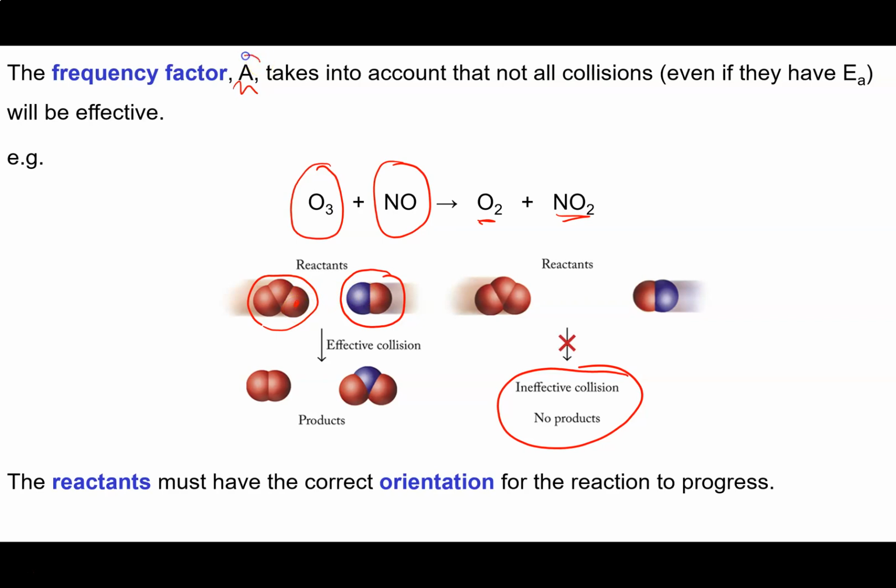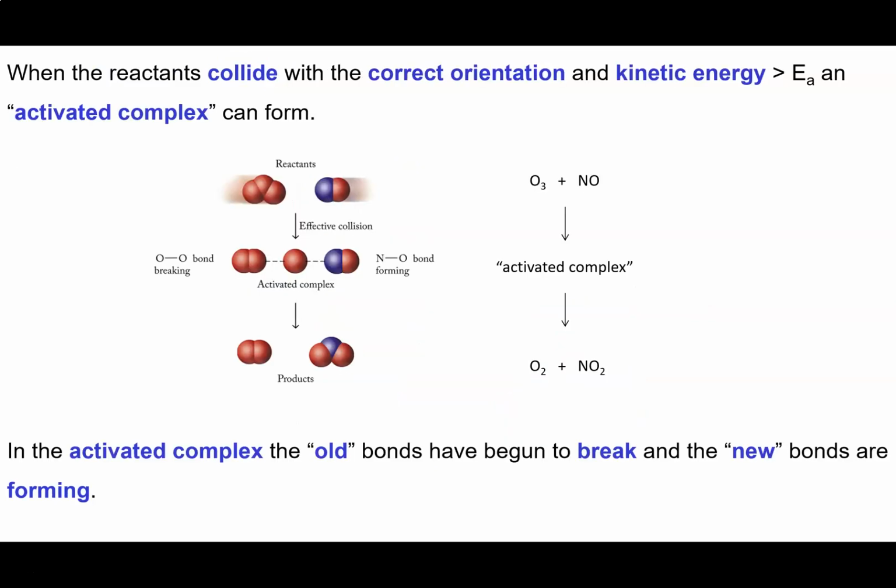So the frequency factor takes that into account. It's going to be determined by how precise an orientation we need in order to have an effective reaction, or an effective collision, I should say. When the reactants collide with the correct orientation and enough energy greater than the activation energy, then we might go on to form the product.